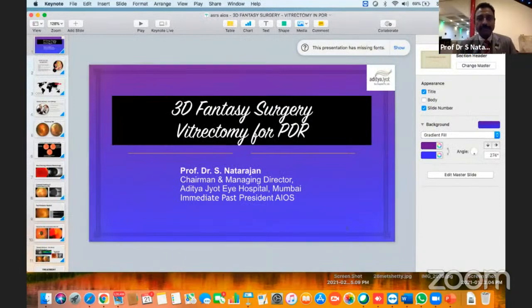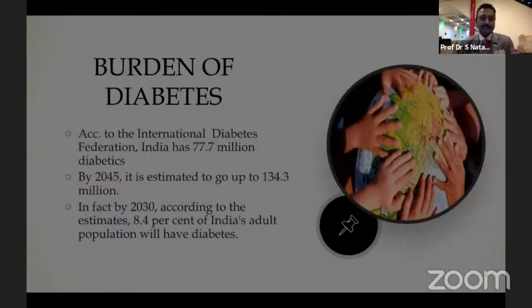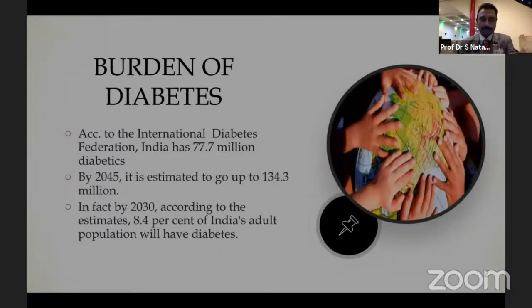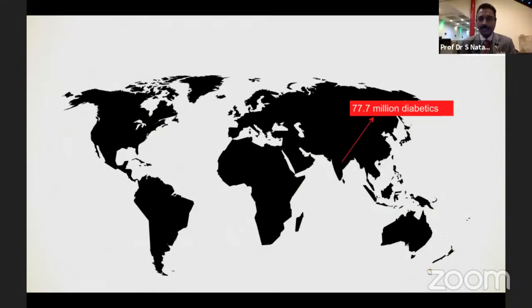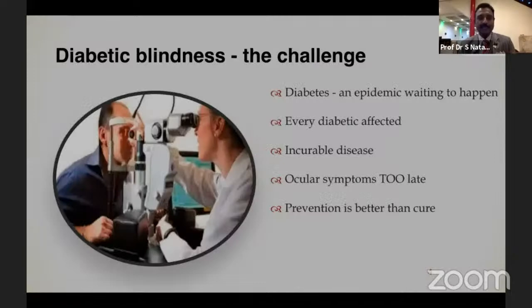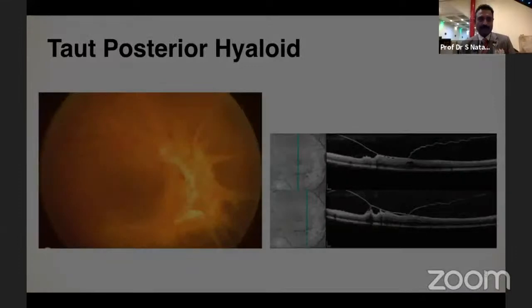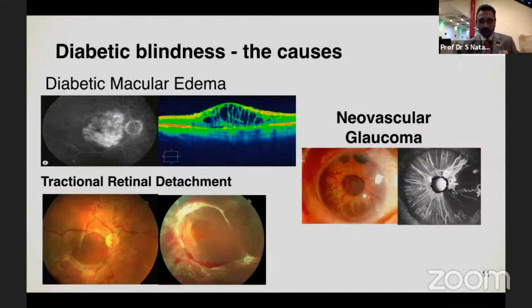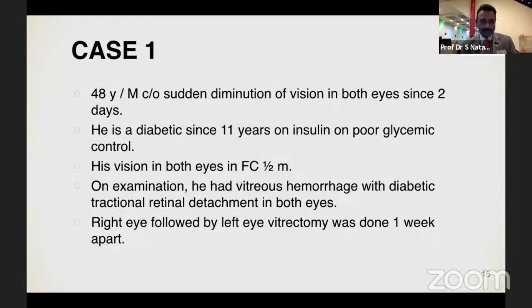So the 3D fantasy surgery, vitrectomy for proliferative diabetic retinopathy. I don't have any financial interest. We have a big burden of diabetes, and I see Dr. Kim is going to talk on this. The main thing is 77.7 million diabetics are in India. It's an epidemic happening, and I'm going to address traction retinal detachment. And all this is a problem we face, and I think all vitreoretinal surgeons face. So I just want to say that we all know this, and in spite of the laser, the anti-VEGF, and everything, we still have a role to play as a vitreoretinal surgeon.